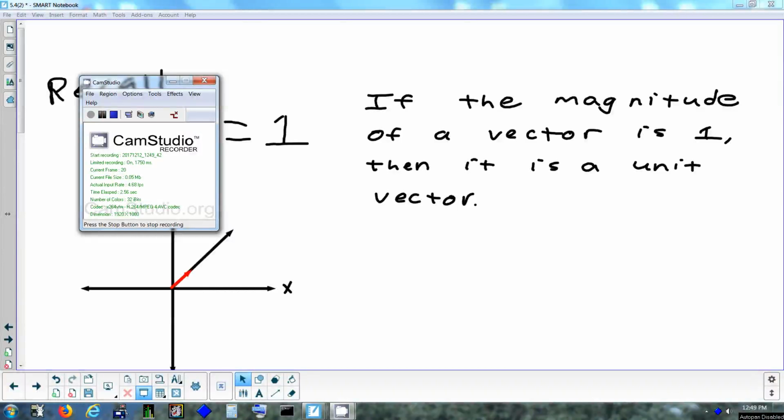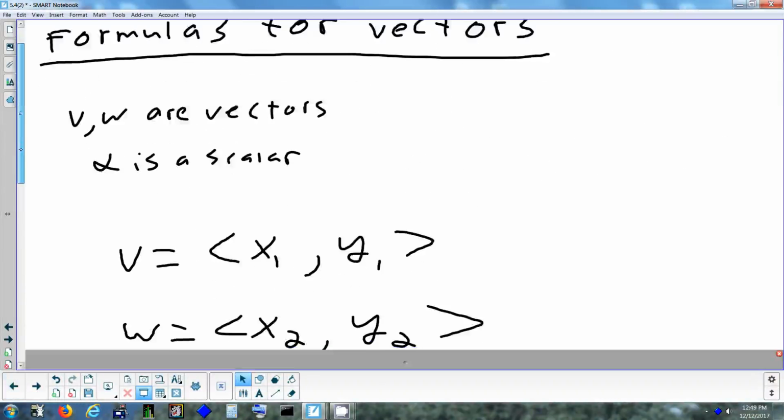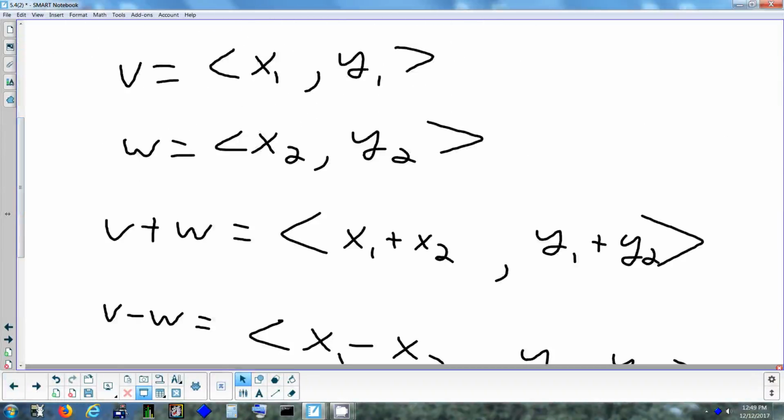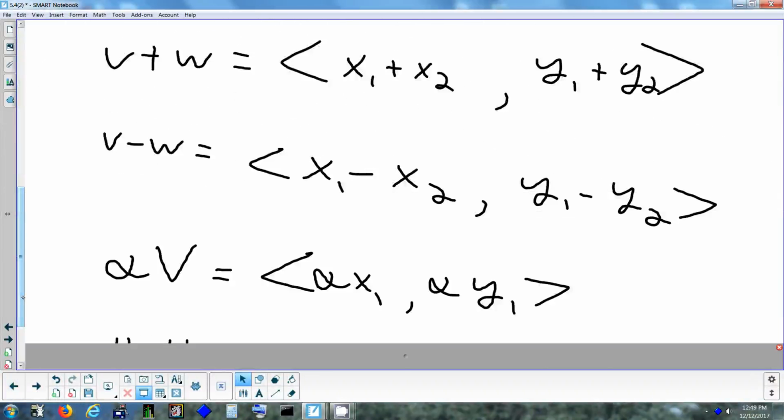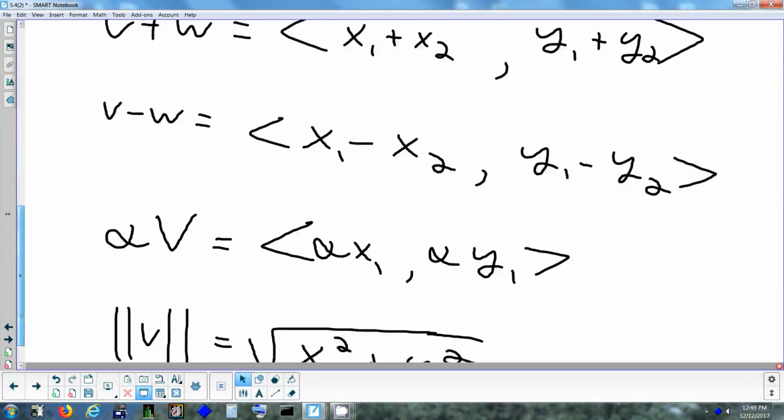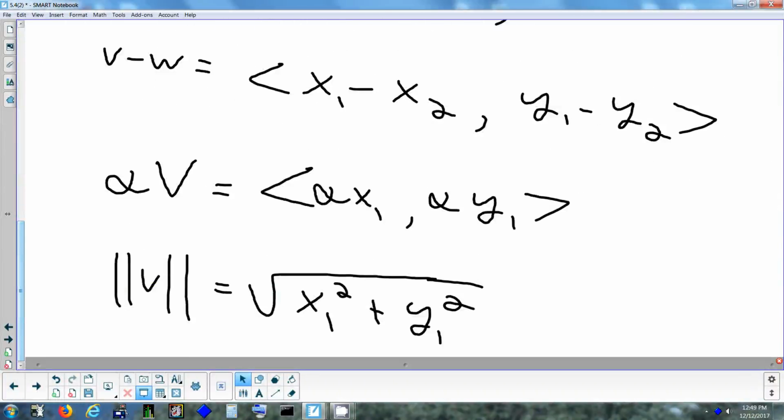All right, so we'll pick up with what we didn't finish in 5.4 yesterday. We had just gone through all the formulas for vectors, for adding, subtracting, scaling, and magnitude. The magnitude formula is really what theorem again? It's the Pythagorean theorem. It's just the hypotenuse of a triangle.